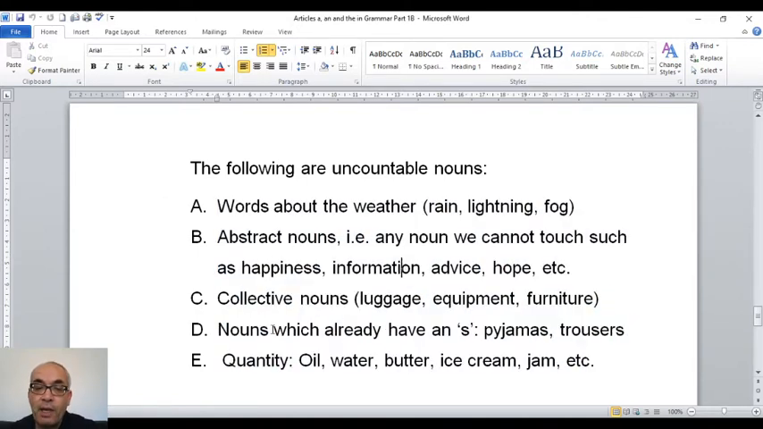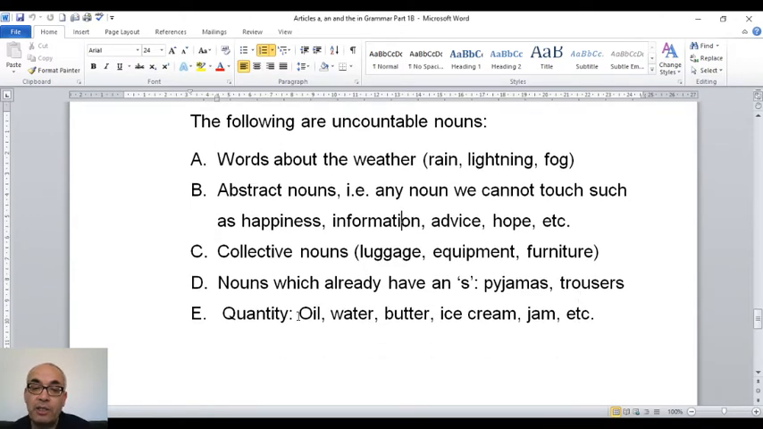Nouns which have an S. So pajamas, I cannot say a pajamas. I cannot say a trousers because they are not countable. Quantity. So anything about quantity: oil, water, butter, ice cream, jam. So I can't say an oil or oils, a water or waters. Again, a butter is no, butters no. And again, as I said, this is a general explanation. There are things which are different from the grammatical rule, but this is 99% okay, and you can use it in your speaking and your writing.